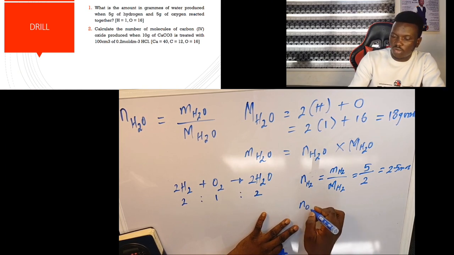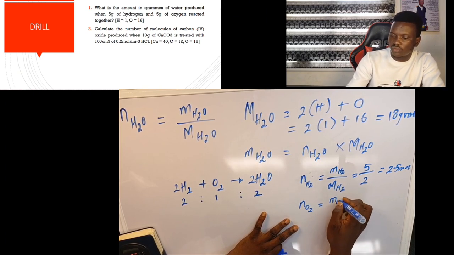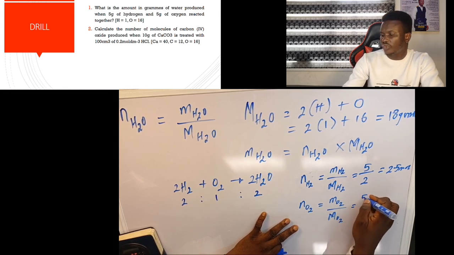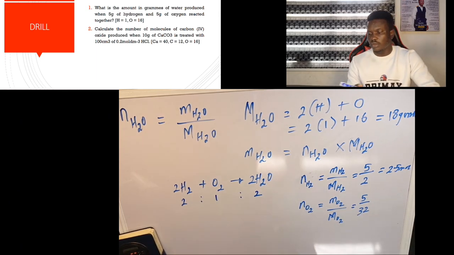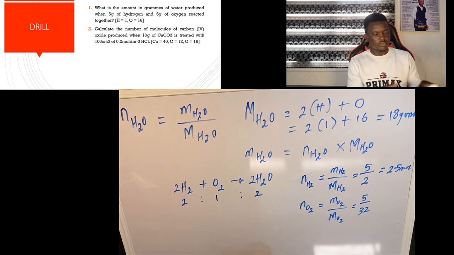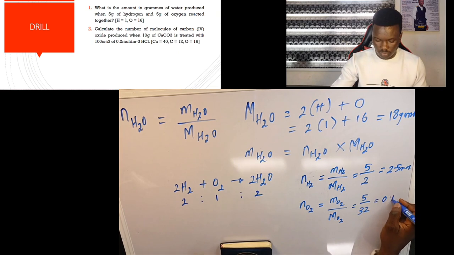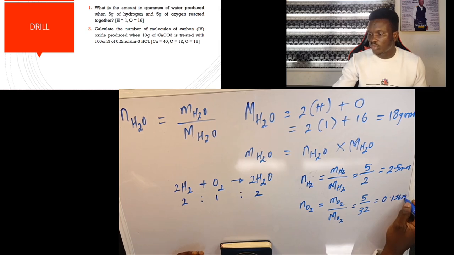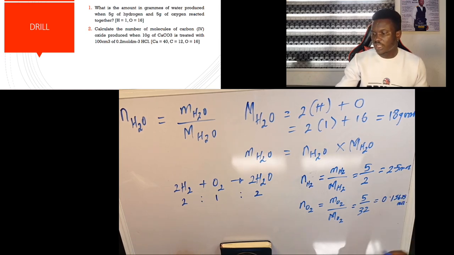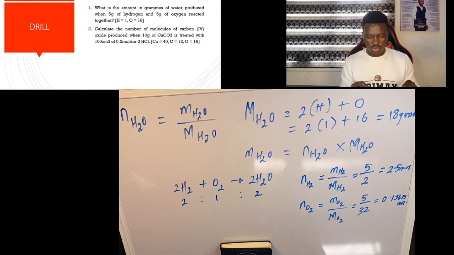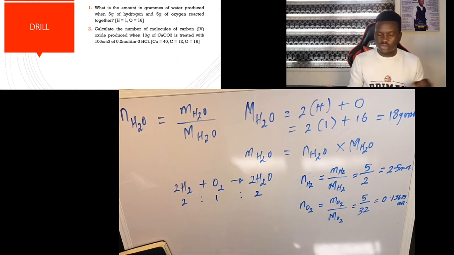For oxygen, number of mole of oxygen is going to be mass of oxygen over the molar mass of oxygen. And that's going to be 5 over 32. So that's 5 divided by 32, and that's 0.15625 mole. So please write that properly: 0.15625 mole. So let's compare them.